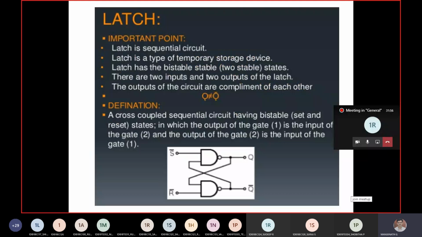So I told you latches is one topic, and similarly flip-flop is one topic. I tried to make some points here so that it will be easy for you to remember. Latches are a sequential circuit and a type of storage device, and they are bistable. It means two stable states. You can see the diagram and I will tell you how the two states look. The outputs of the circuit are complements of each other. You can see the outputs, one is Q and one is Q bar.